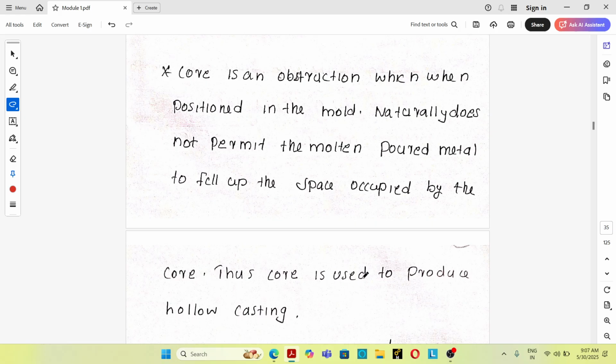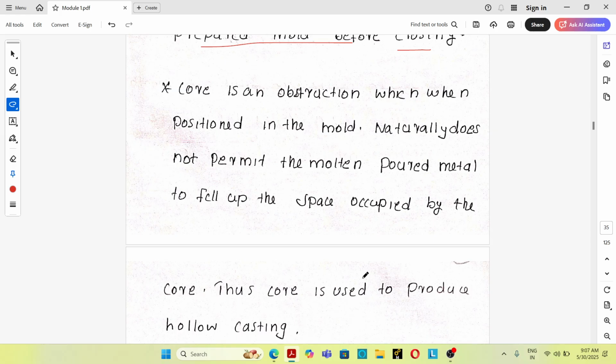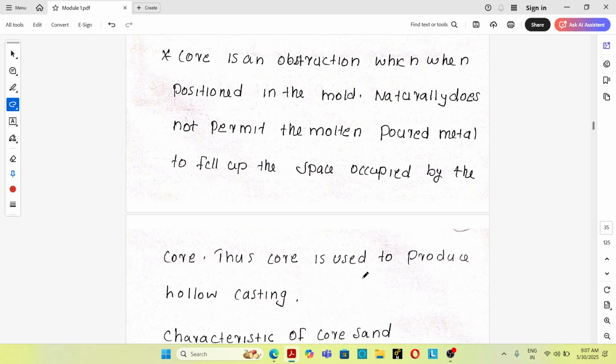So during the casting process, when the molten metal is flowing inside the mold cavity, the space occupied by the mold core is not filled, and gradually a hollow casting will be produced. So the main application of mold core in a sand casting mold is producing a hollow casting.